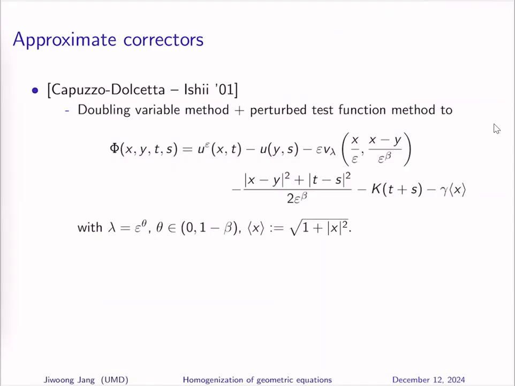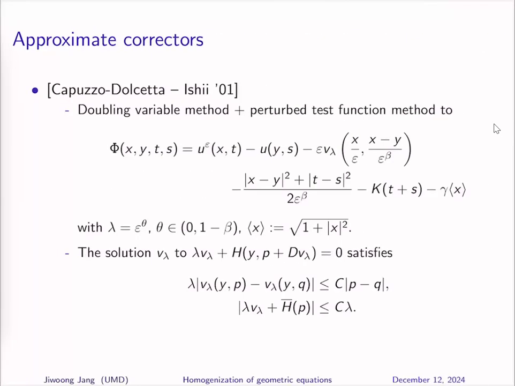Here, the doubling variable method means that we have a pair of variables x and t. This pair is doubled to have another pair of variables y and s. And the perturbed test function means that we have the corrector part, like epsilon times v of lambda. They are combined, and we have u epsilon minus u minus epsilon times v. So basically, we are comparing u epsilon and u plus epsilon times v. And it is compatible with the formal ansatz.